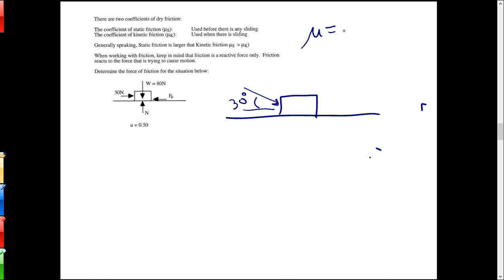Say we've got mu equal to 0.2. I'm just making this one up. And let's say we're going to push on this thing with 80 pounds, and let's say this thing weighs 50 pounds. What's the maximum possible friction?